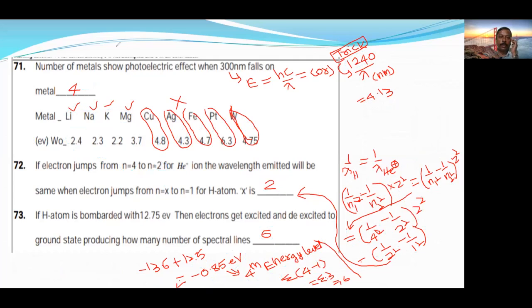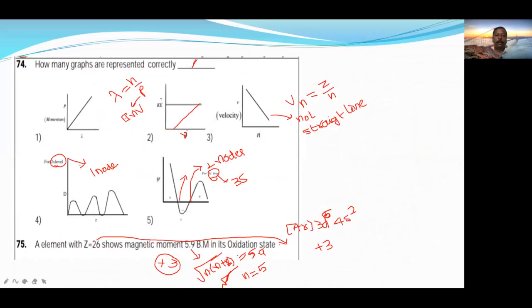Let's move on to the final page of the DPP discussion. See here, this is very complicated. If I start teaching you on a normal board, it will take time for me to draw it. I will give a detailed explanation, and if it is wrong, what the correct answer should be. How many graphs are represented correctly? According to this graph, it is directly proportional, but lambda is equal to h upon p, inversely proportional. That's why this graph is incorrect.